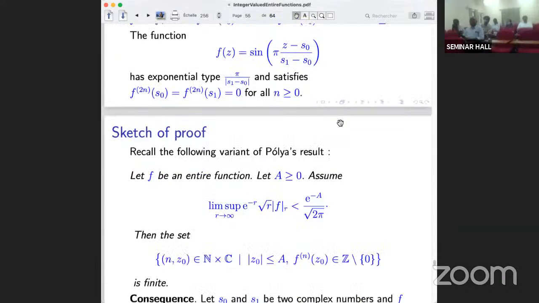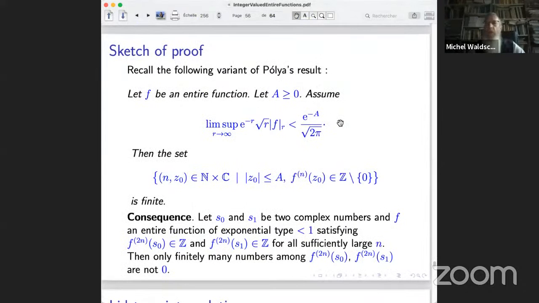I want to give a sketch of proof. And I told you that I will use the variant of Polya's result, which I mentioned before, which gives the following result. If you have an entire function such that the lim sup of the exponential minus r squared, n of z0 within z minus 0 is a finite set.